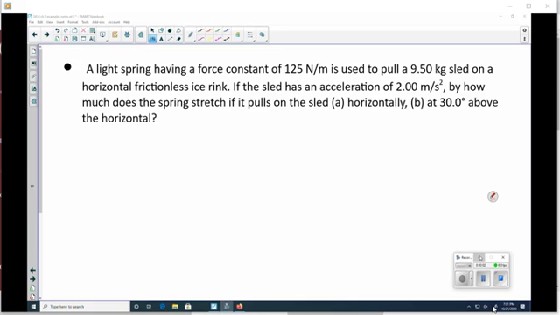For part B, it's just a little bit different, and the important thing to remember there is that the acceleration is 2 meters per second squared in the x direction, because you know intuitively that if you pull at a 30-degree angle, you would expect that for the same acceleration, the spring would stretch more. But if you work this problem incorrectly, you'd find that the spring would stretch less. That should tell you you've done something wrong.